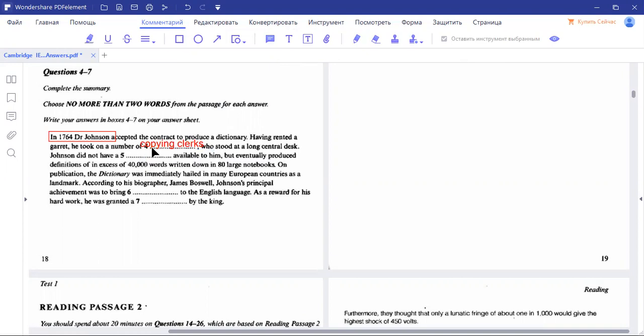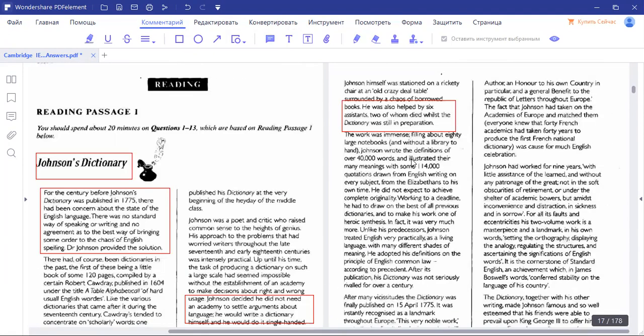Johnson did not have something available to him, but eventually produced a definition in excess of 40,000 words, written down in 80 large notebooks. So 40,000 words in 80 large notebooks, but he didn't have something while doing it. As we can see right here, his work was immense, in 80 large notebooks.